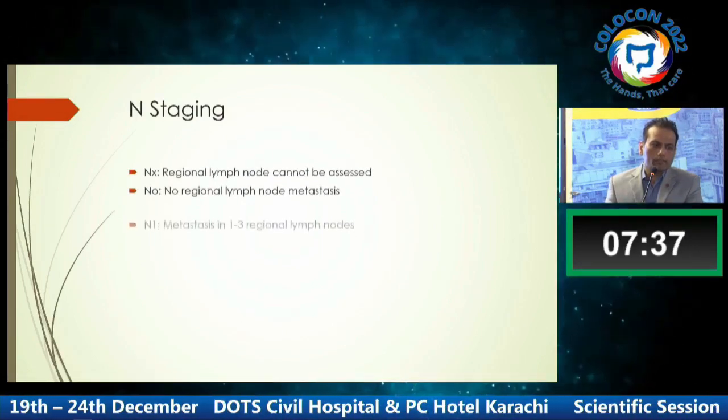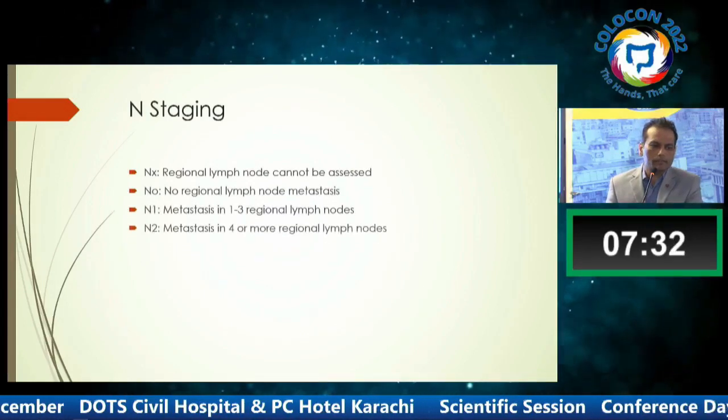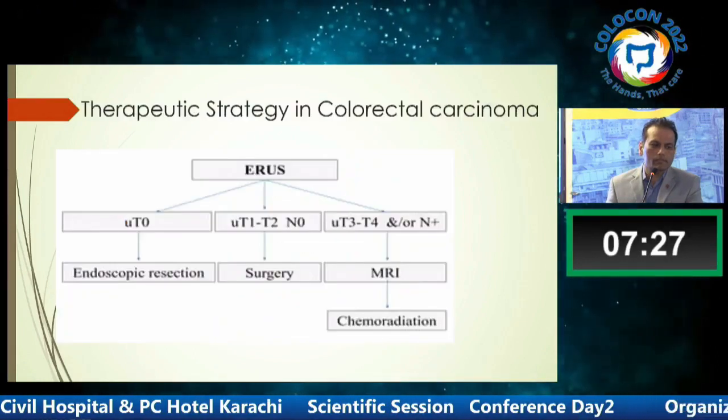N0 is no regional lymph node involvement. Then N1 is metastasis to 1 to 3 regional lymph nodes, and N2 is metastasis to 4 or more regional lymph nodes, and N3 is metastasis to distant lymph nodes.